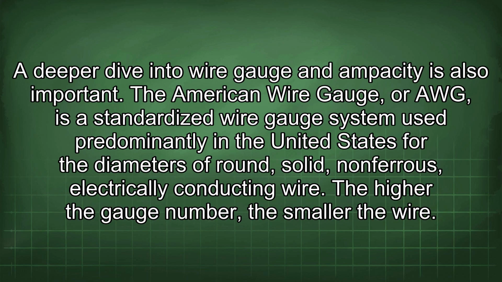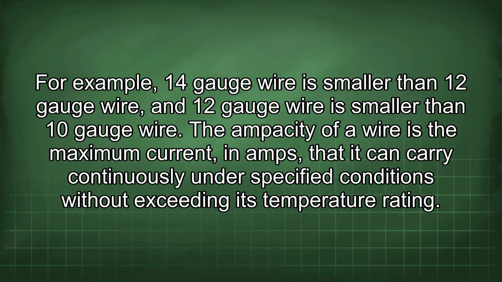A deeper dive into wire gauge and ampacity is also important. The American wire gauge, or AWG, is a standardized wire gauge system used predominantly in the United States for the diameters of round, solid, non-ferrous, electrically conducting wire. The higher the gauge number, the smaller the wire. For example, 14-gauge wire is smaller than 12-gauge wire, and 12-gauge wire is smaller than 10-gauge wire.